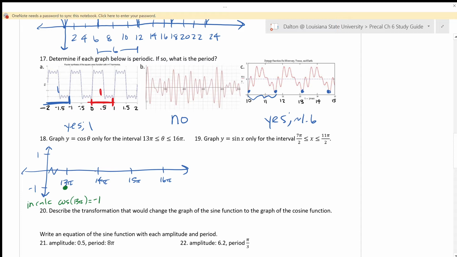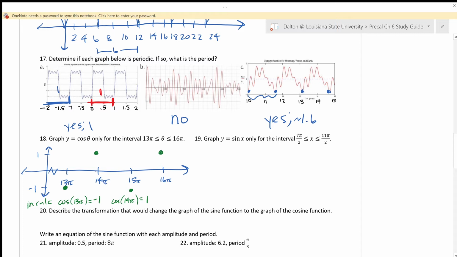Do the same thing for 14 pi. Plug cosine of 14 pi into your calculator, and you would get +1. If I do the same thing for 15 pi, I would get -1, and 16 pi, I would get +1.